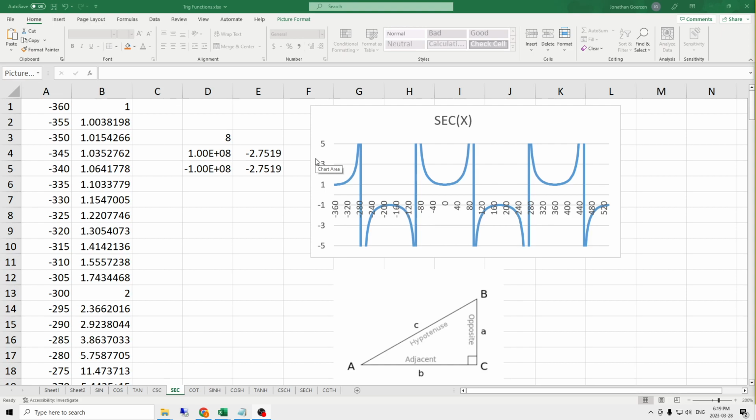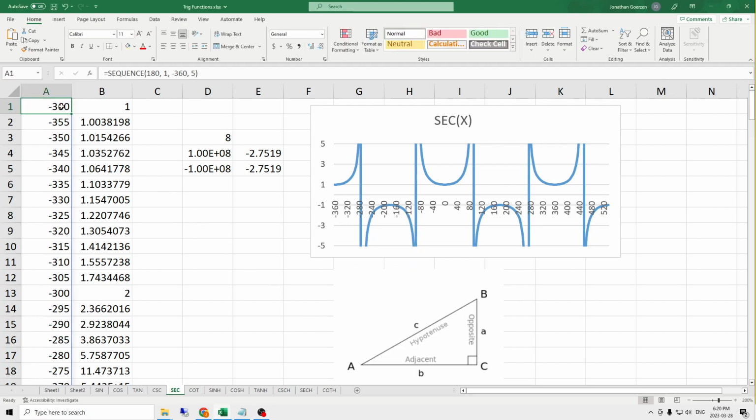The secant function takes an input angle, assumed to be in radians, and outputs the secant of that angle. And the secant is defined as the hypotenuse divided by the adjacent side of that angle, assuming a right triangle built on the angle, or the input angle, A.